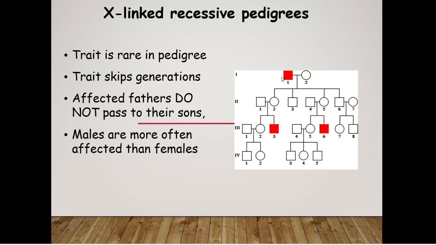So that affected X chromosome never goes through, okay? And so it doesn't get passed on to the next generation, okay? But it can show up again in this generation, okay? And so affected fathers do not pass it to their sons, but it skips a generation, and males are more often affected than females, okay?